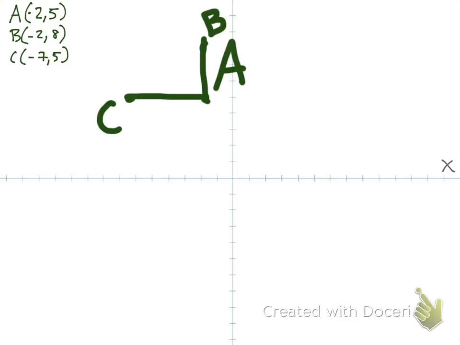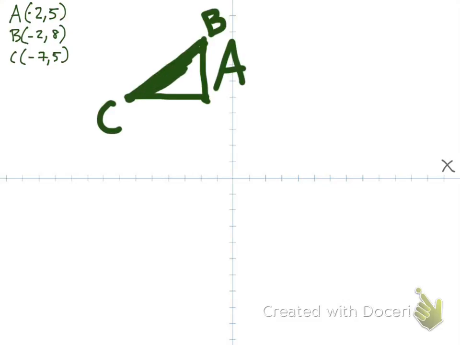So let's see. They give us 3 coordinates, so let's graph that pre-image. We have -2, 5, which is right here. That's going to be A. Then we have -2, 8. 2, 3, 4, 5, 6, 7, 8, which is up here. That's B. And then we have -7, 5. 1, 2, 3, 4, 5, 6, 7, and then up 5, which is here. That's C. There you go. So you have a triangle.